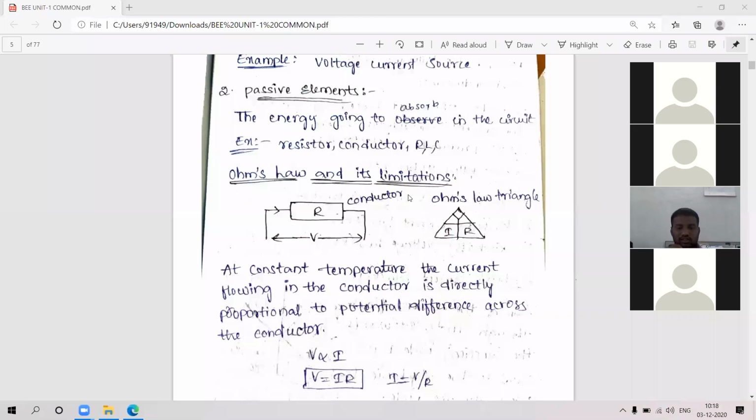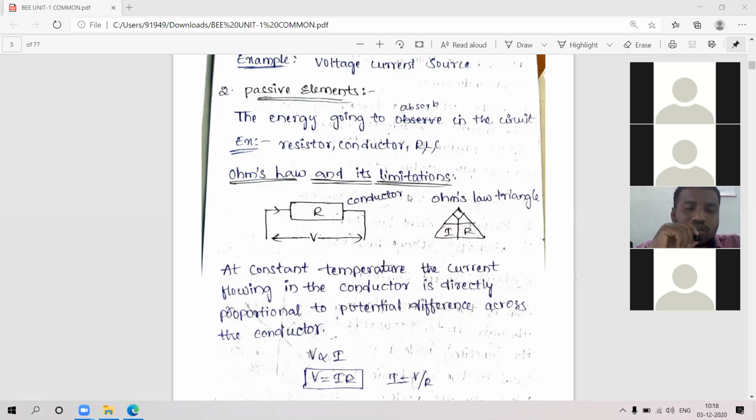So let us take one conductor, that is the resistor. Some resistance he has taken. So he conducted some experiments. After conducting so many experiments, he finally concluded that at constant temperature, previously also we discussed, no, some voltage source we are giving.